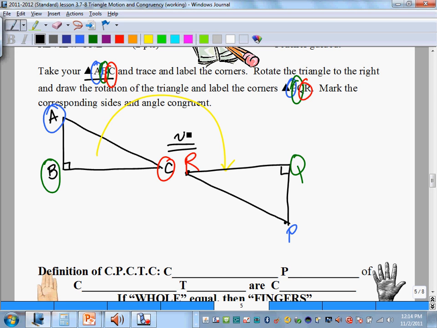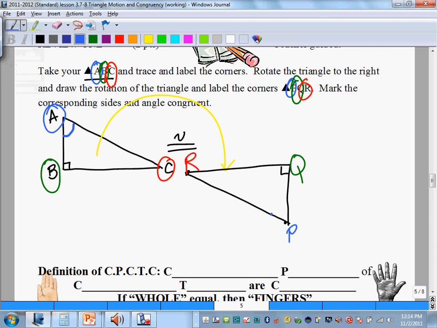Because it's the same triangle, all you did was take one triangle and turn it. You have congruent triangles here. The whole is equal. Say that after me. The whole is equal. If the whole's equal, the parts are equal. So let's start marking the parts. This is what I mean.